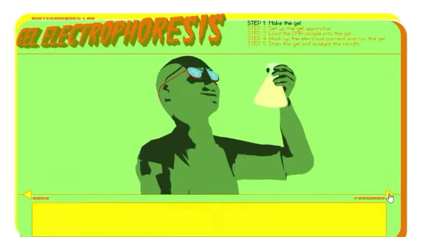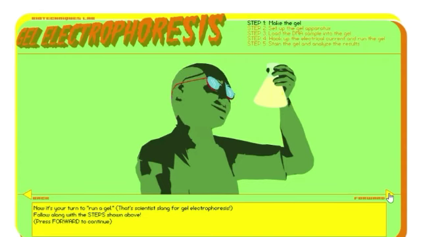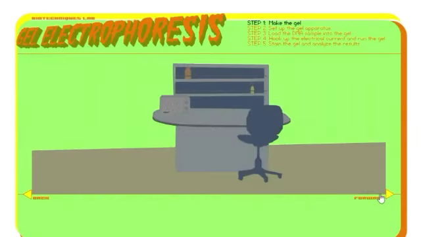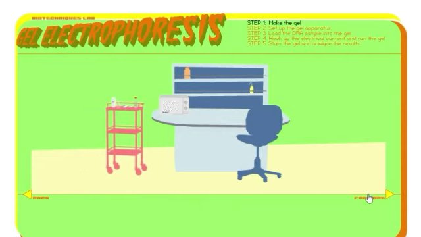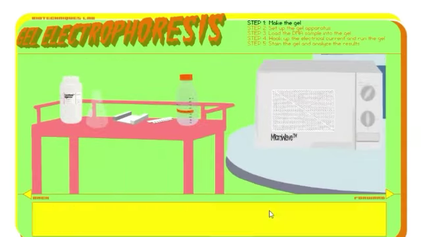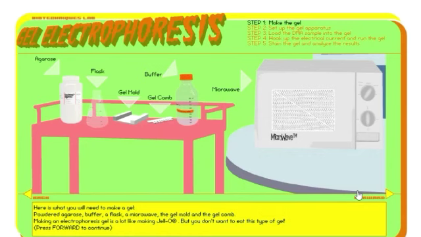And at this point, I am excited since it's my turn to run a gel, where it is now my experience to do so. To start, we have 5 basic steps to do the gel electrophoresis. Step 1 is we have to make the gel. Here is what we need: an agarose, the flask, the gel mold, the gel comb, the buffer, and we also have to use the microwave.